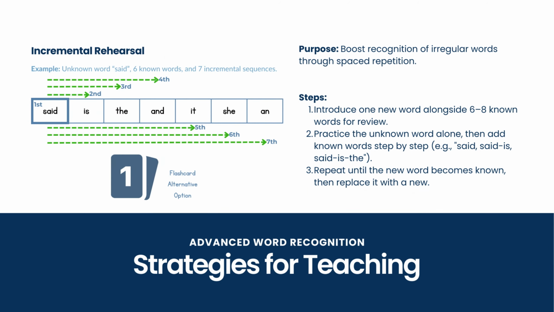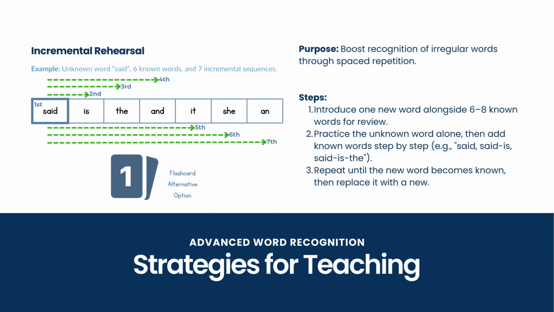Incremental rehearsal is a highly effective method for mastering irregular words. The process begins by introducing a new word paired with a group of 6 to 8 words the student already knows. For example, let's say the new word is said. Students practice in sequences, first reading the word said, then reading it alongside one familiar word like is. Next, add another familiar word like the. The sequence grows step by step. Said, is, the.